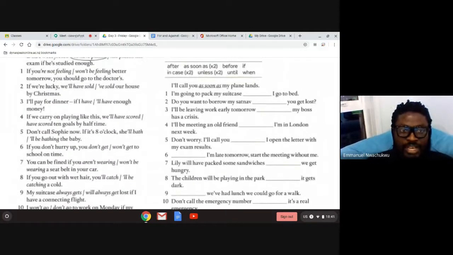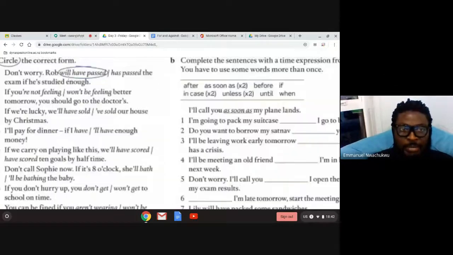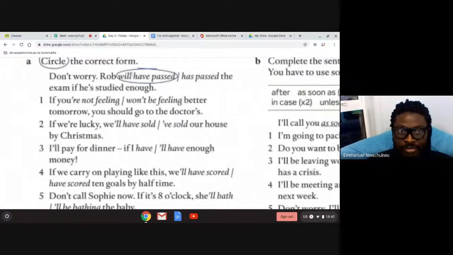For the exercises, on the left-hand side, we have conditionals, where you need to circle the italicized option that is correct. For example here, don't worry, Rob, these are the options that are italicized. Will have passed or has passed, and will have passed is the correct answer, so it's been circled.